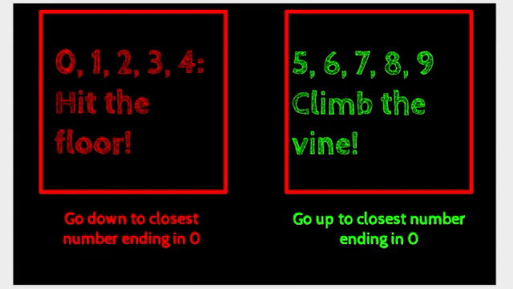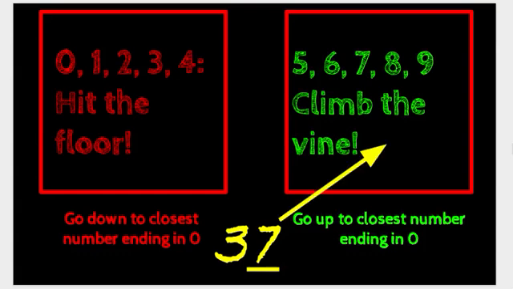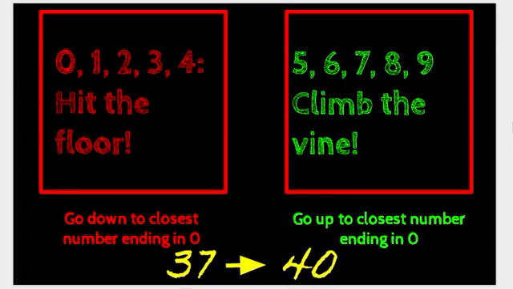Let's try another one. How about the number 37? We want to round this number to a nice, even, and friendly number. So, once again, we're going to look at the 7 in the ones digit here because we're going to be figuring out how to round this number. And if we look at our rules, the 7 falls within 5, 6, 7, 8, 9, climb the vine. So that means that we are going to go up. We're going to climb that vine up to the closest number that ends in 0. So, that means that 37 would be rounded to 40. 40 ends in the 0. It's the closest number up that ends in 0.